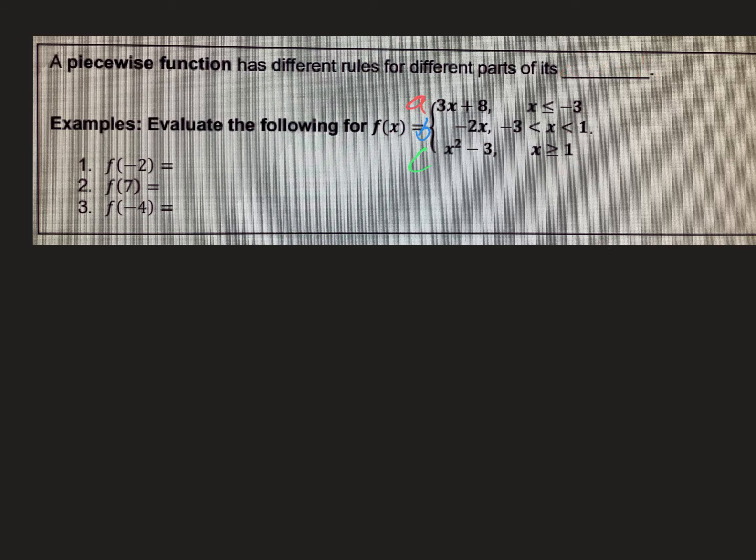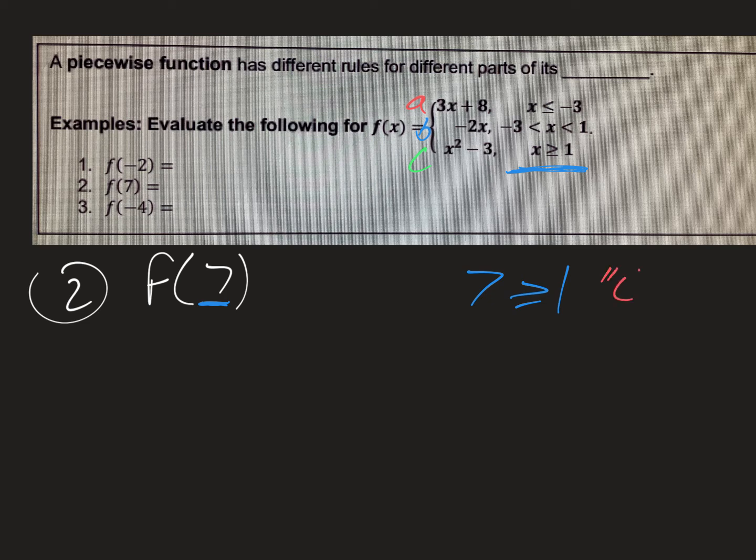So if we look at the second problem in this section, the one that says number 2, f of 7, we first need to figure out which category this belongs to, right? So I'm going to look at this 7, and ask myself, does it belong to group A, group B, or group C? Okay, so we can compare based on this section right here. Which of those categories does 7 belong to? Well, I'm going to tell you 7 is greater than or equal to 1, which means this is going to be in function category C, right?